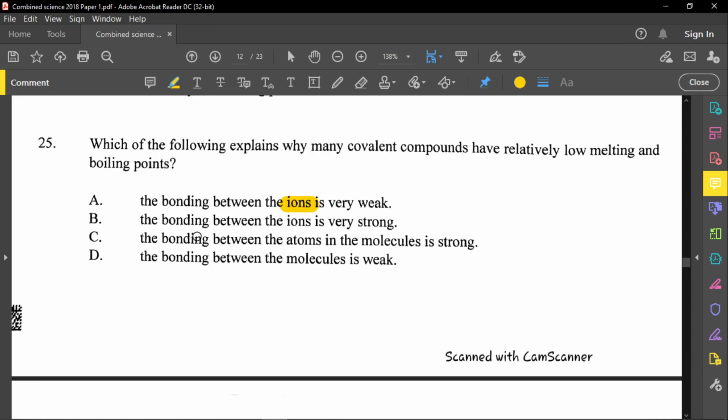Again, strong bonds are not correct. The bonds in the molecules being strong in C is not correct. So the only correct answer here is that the bond between the molecules is weak. So D is your correct answer. Anything with ions is not true for covalent compounds.